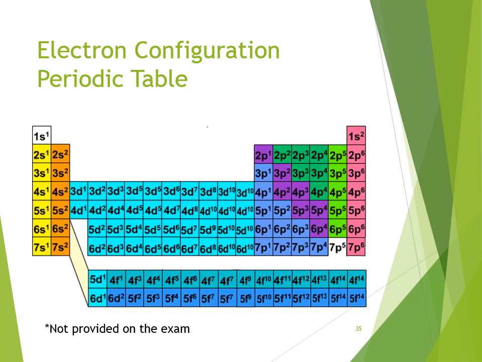Notice here is the periodic table with electron configurations put in. You can see hydrogen is 1s1, helium is 1s2. The one we just talked about was nitrogen. So the last numbers and letters represented in that electron configuration was 2p3. So you can use this to help check your work.